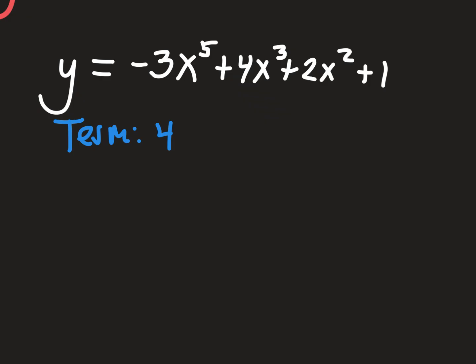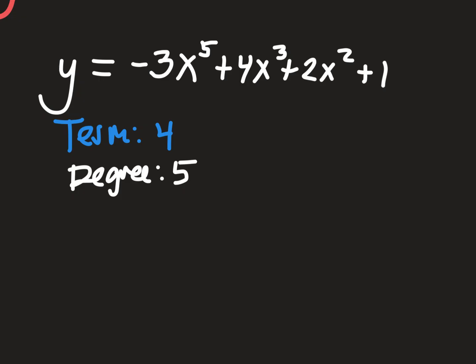What's another word that I've mentioned like 3 times, that I hadn't mentioned much before today? There's the D. Degree. Is this degree 4 because it's got 4 terms? No. It's degree 5 because that's the biggest power that any of the variables have.